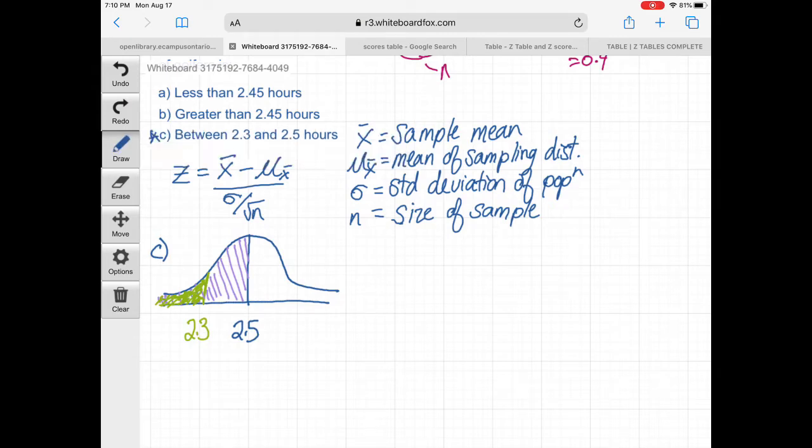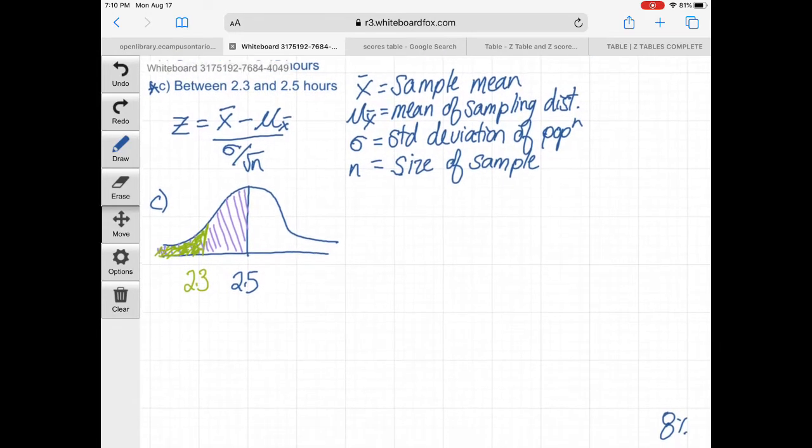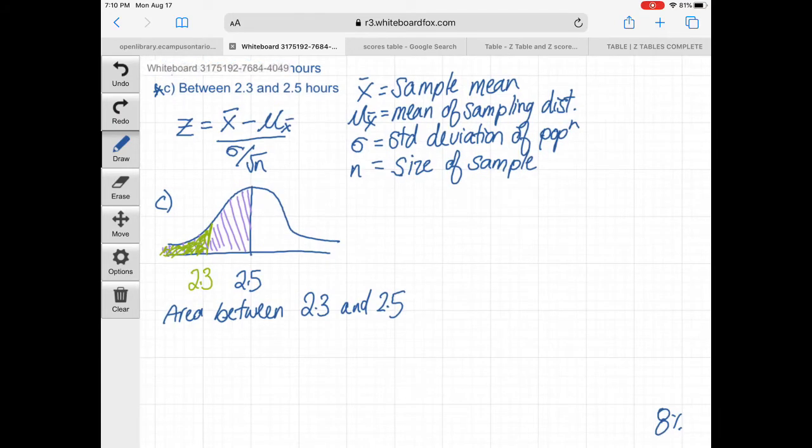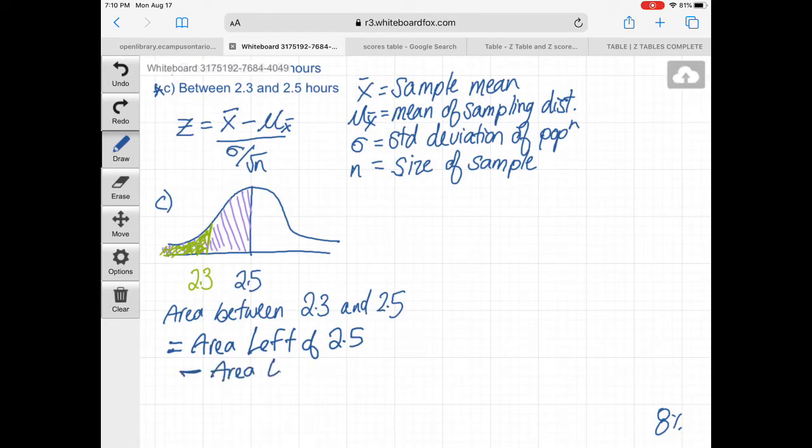So what works every time for these questions about areas between two values, the area between x equals 2.3 and x equals 2.5 equals: you take the larger value, so the area left of 2.5, subtract the area left of 2.3. Okay, we can definitely do that.